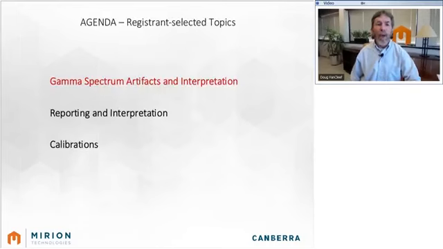The three top subjects submitted by webinar registrants were gamma spectrum artifacts and interpretation, reporting and interpretation, and calibrations. We will take a quick look at all three of these topics, starting with the most popular choice, highlighted here in red.